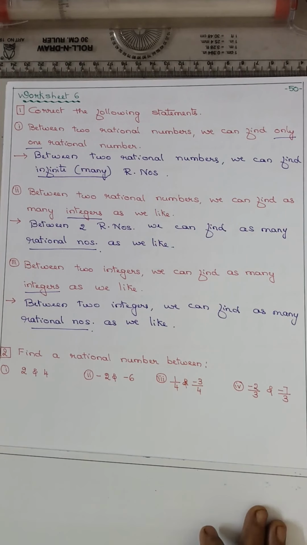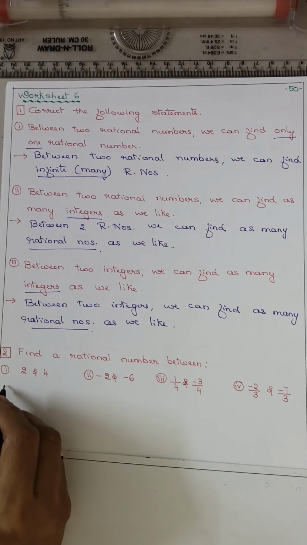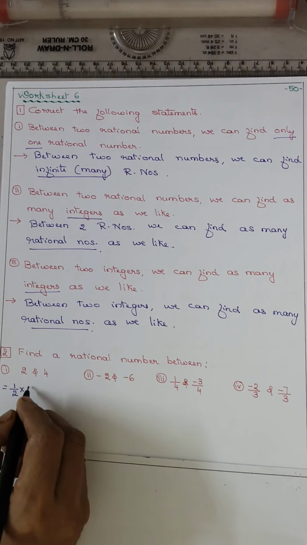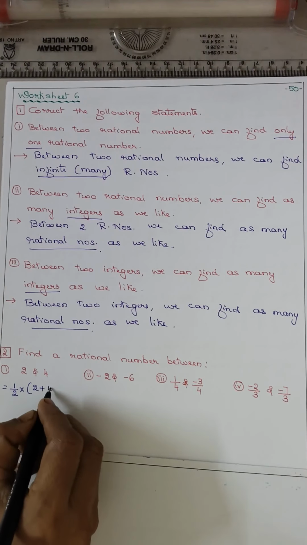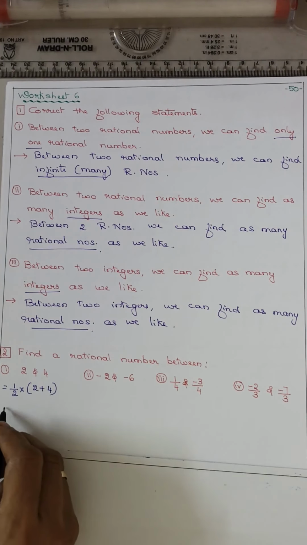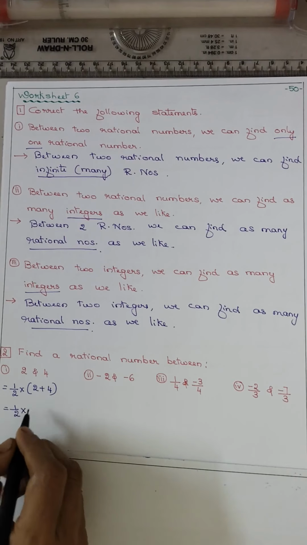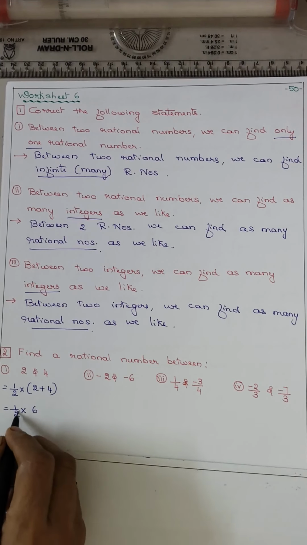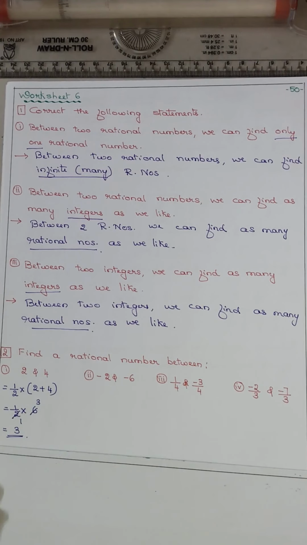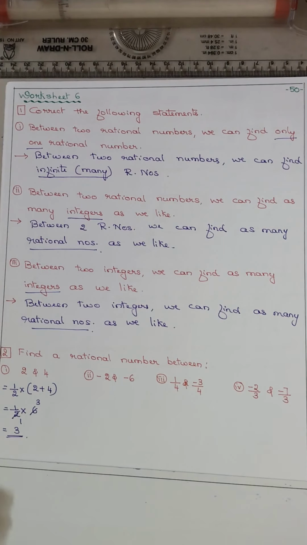A rational number means only one. Okay. So between 2 and 4, first half into 2 plus 4. Isn't it? x plus y upon 2. That means half into x plus y. So that is half into 2 plus 4 is 6. 2 ones are 2, 2 threes are 6. So which is the answer? It is 3. Between 2 and 4 comes 3.